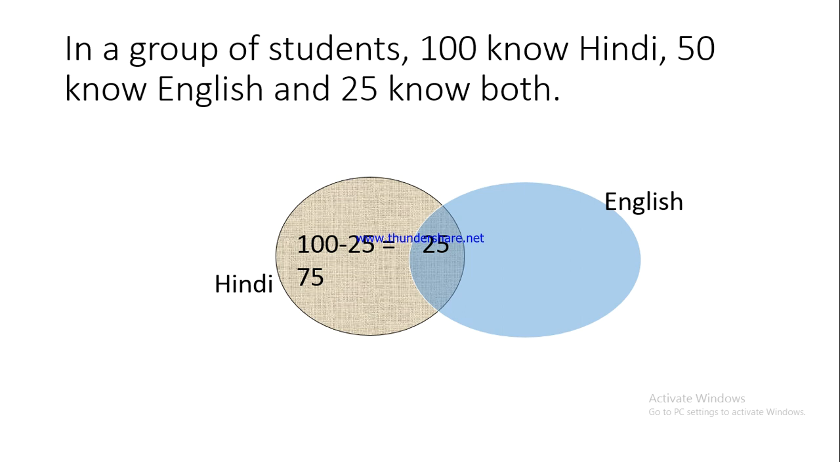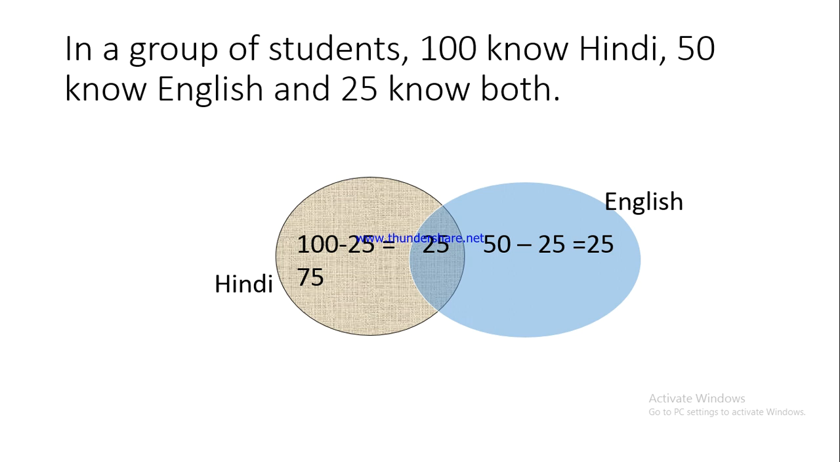Since we know that the whole circle should be 50 because 50 students know English. However, the overlapping area's value is already 25, so the remaining value which should occupy the bluish area is equal to 50 minus 25 is equal to 25. And now we have in a way solved the question. How? Now we have value for every single space. The grayish space has the value 75, the overlapping area has 25, and the blue area has the value 25.